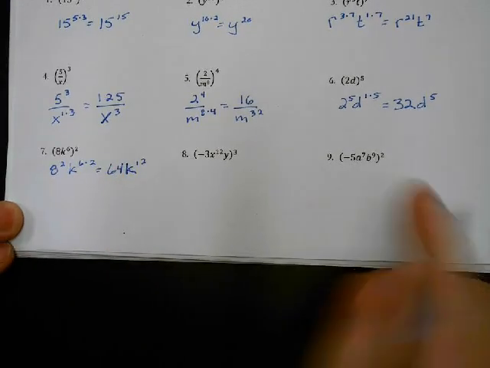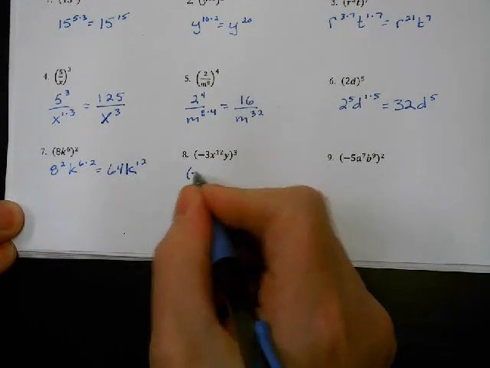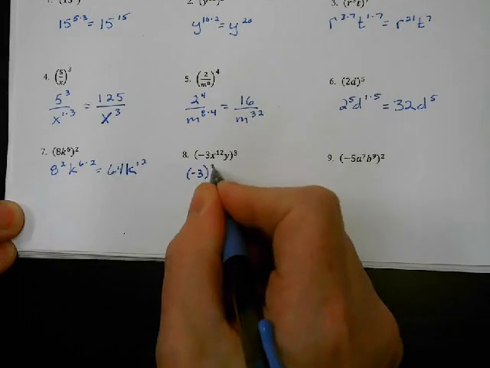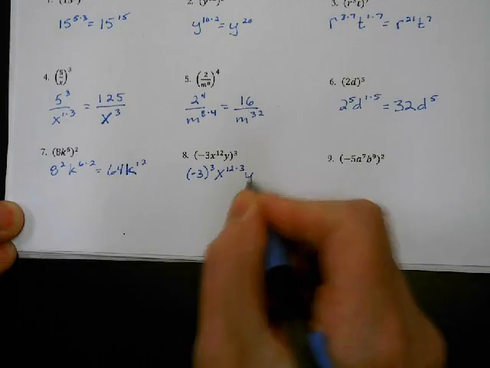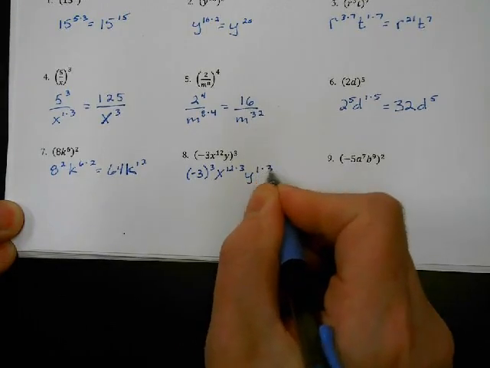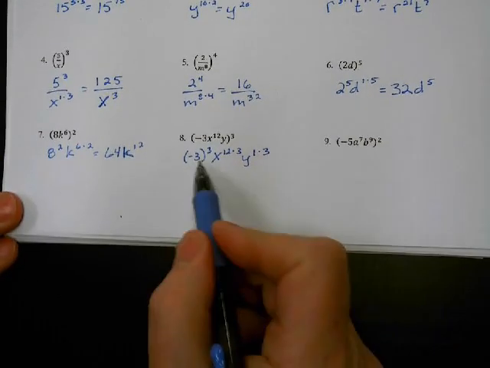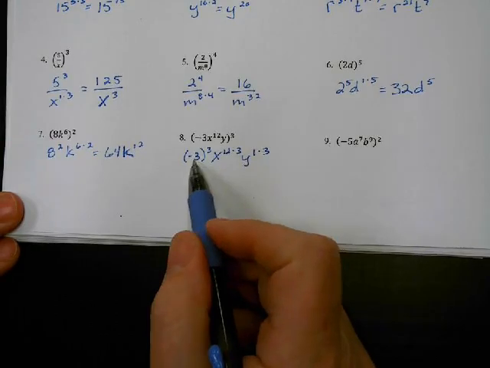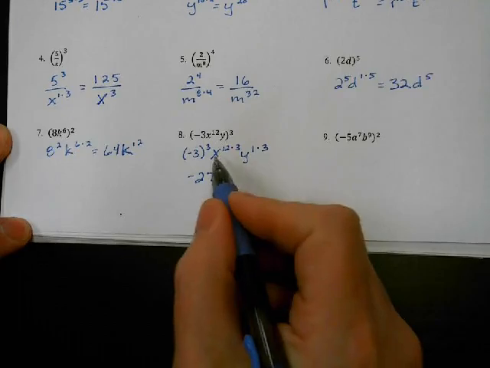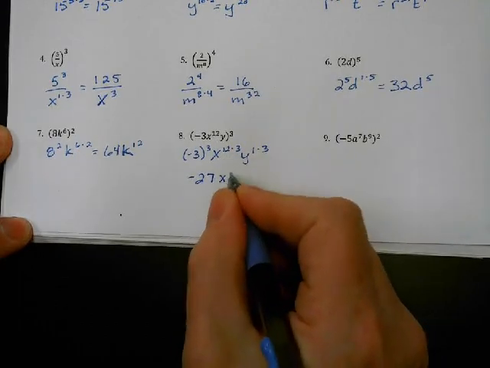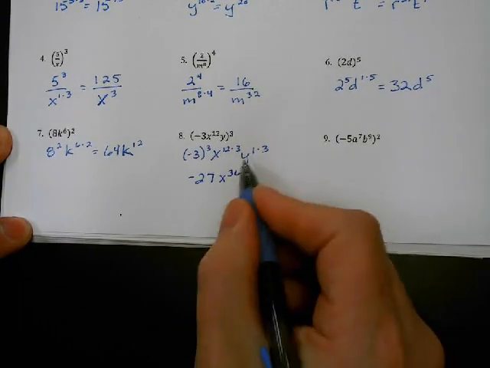Next, we take -3 to the third power. X to the 12 times 3. Y to the 1 times 3. -3 times -3 is 9. Times -3 is -27. X to the 12 times 3 is x to the 36. Y to the 1 times 3 is y to the third.